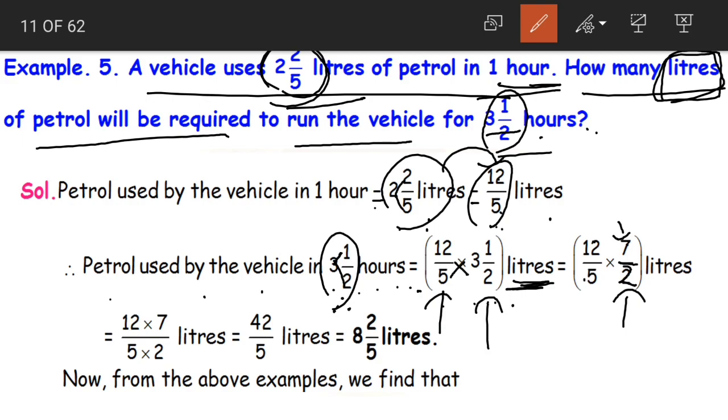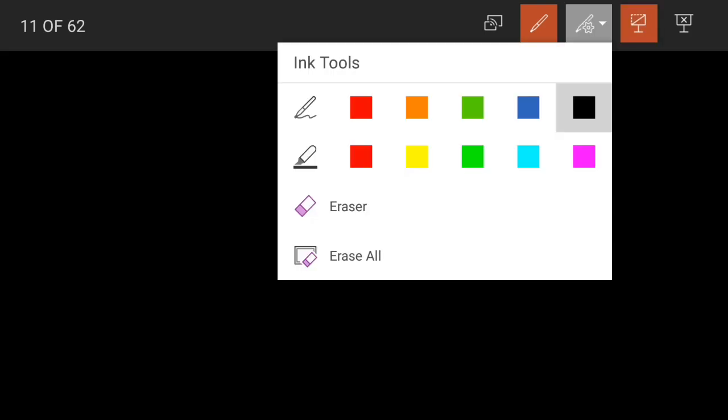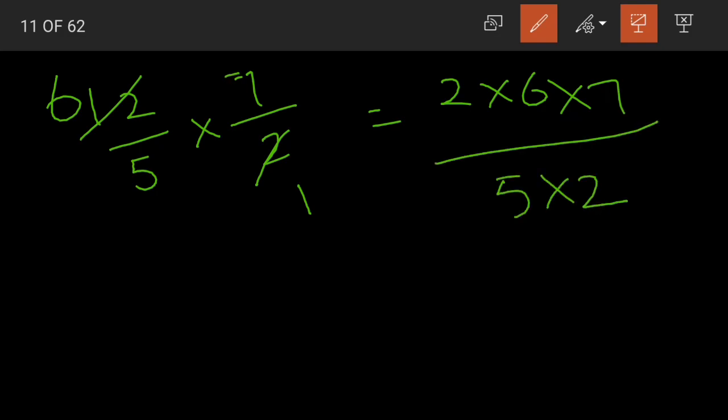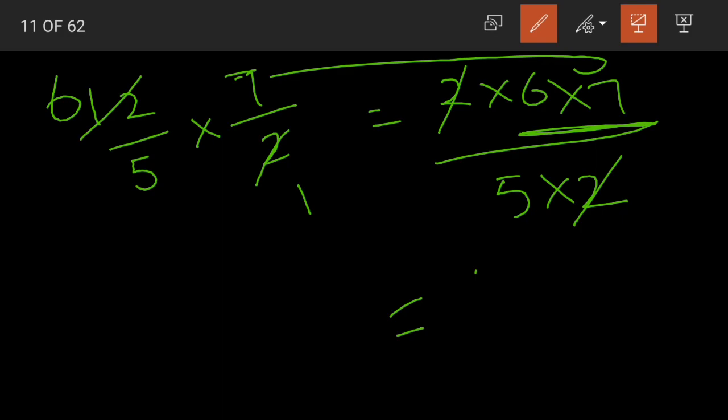Now 12 by 5 into 7 by 2. How do we do this, students? We know that 2 1s are 2 and 2 6s are 12, right? See, 12 can be written as 2 into 6 and then into 7 divided by 5 into 2 here. Yes, this 7 we got it from here. Now 2 1s are 2 gets cancelled. In the numerator we are having 6 into 7. 6 7s are 42 divided by our denominator 5.